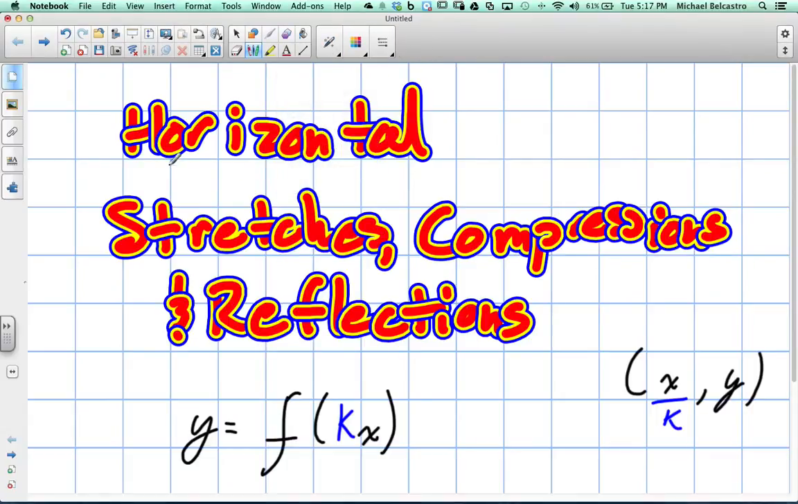Okay, we're going to look at horizontal stretches, compressions, and reflections, which is a little different from anything we've done in grade 10 because we only kind of focused on vertical stretches and compressions. And there's a reason for that, and we'll get into it.